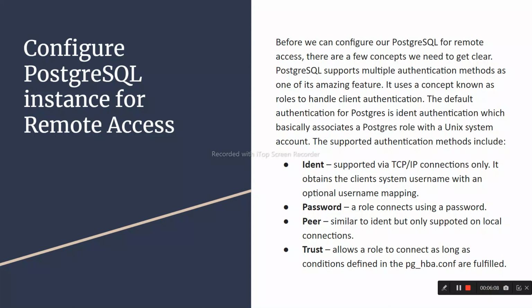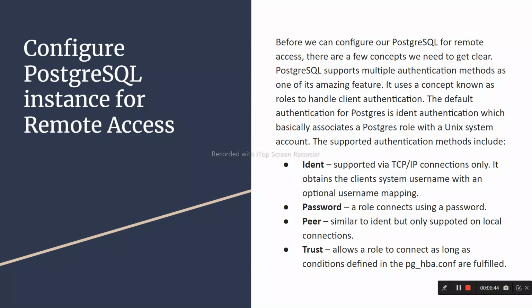Before we can configure our PostgreSQL for remote access, there are a few concepts we need to get clear. PostgreSQL supports multiple authentication methods, which is one of its amazing features. It uses a concept known as roles to handle client authentication. The default authentication for Postgres is ident authentication, which basically associates a Postgres role with a unique system account. The supported authentication methods include the following: ident, password, peer, trust.